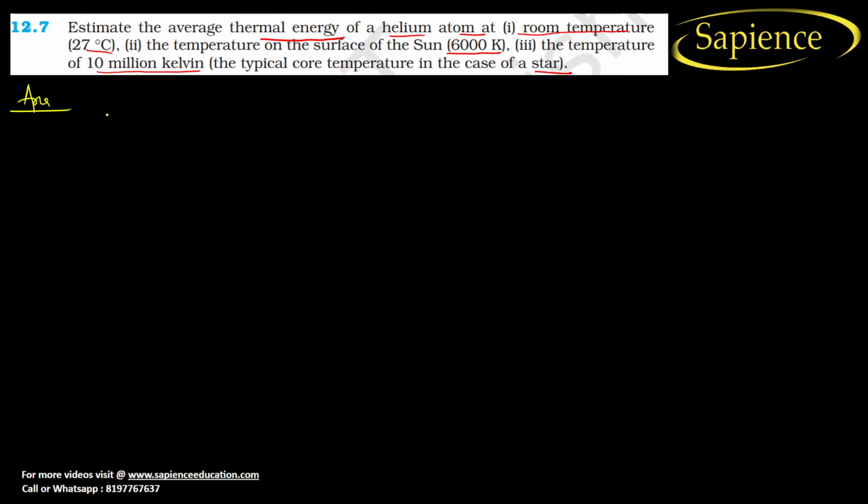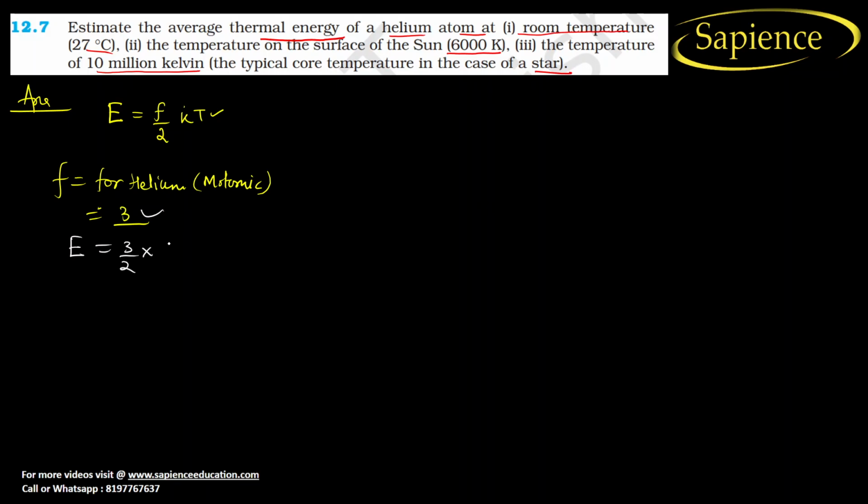Now we know the formula for the thermal energy: E is equal to F by 2 into K into T, where K is the Boltzmann constant and T is the temperature. Now what is F? For helium, since it is monoatomic, the F for a monoatomic gas is 3. So the energy is equal to 3 by 2 into the Boltzmann constant.